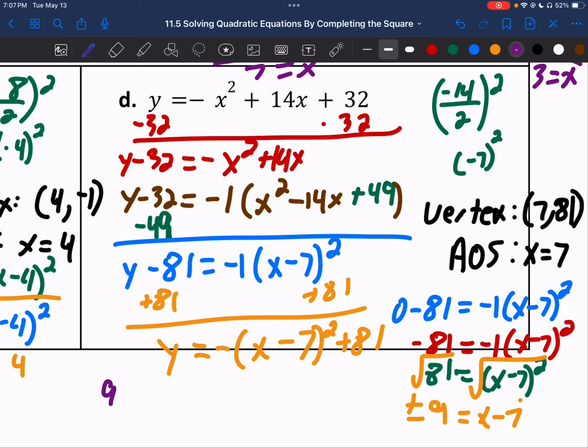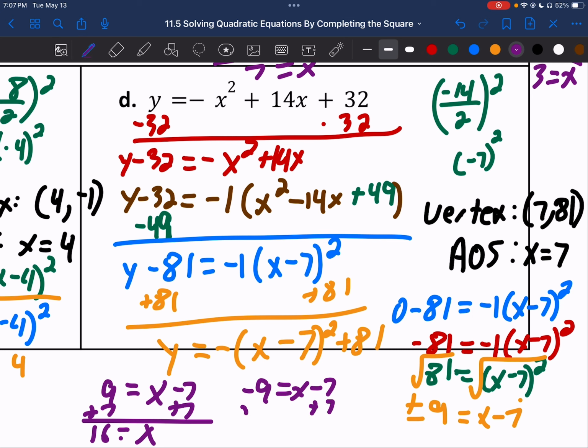And so we have 9 equals x minus 7. So we add 7. And we get 16 equals x. We have negative 9 equals x minus 7. Add 7. Negative 2 equals x. So our solutions are 16 and negative 2.